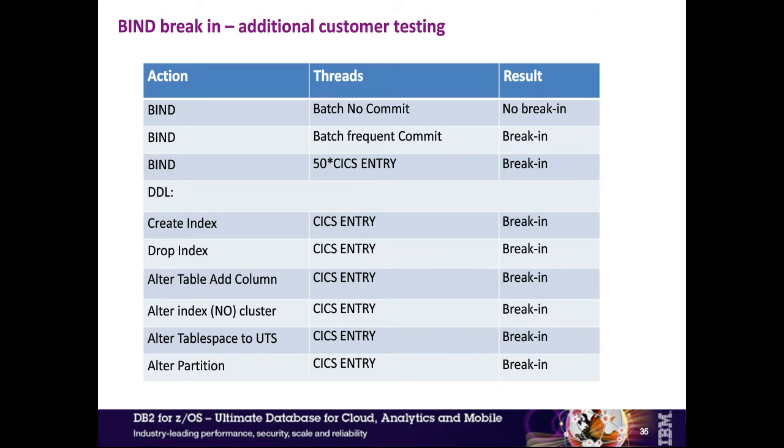They then repeated the same test case with the batch program that commits frequently, and they were successfully able to break in. The third test case was where they were running 50 concurrent CICS protected entry threads, and again the bind was able to break in. And the final set of test cases were where they were running various types of SQL DDL from create index all the way through to alter partition, and this type of activity was able to break into a CICS protected entry thread. Now let's turn to slide 36.